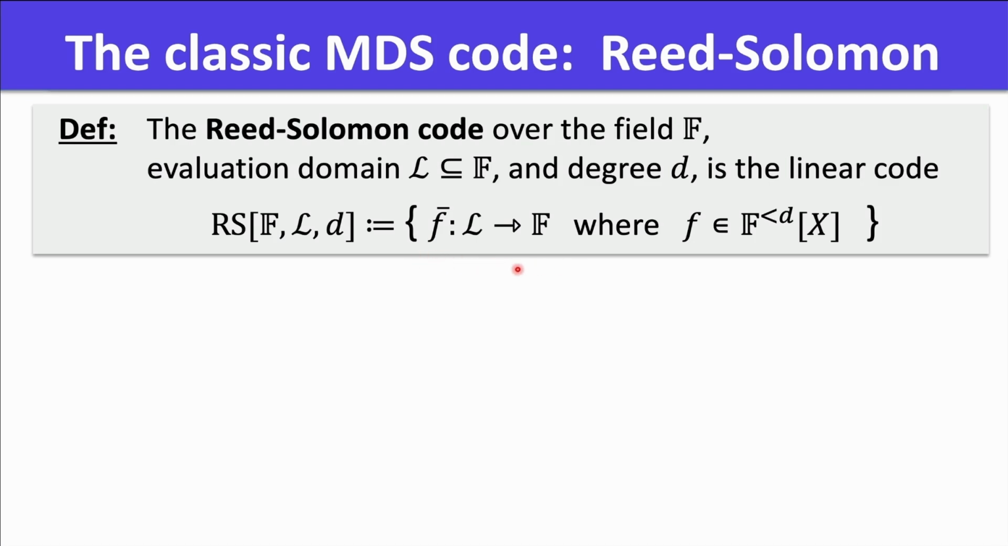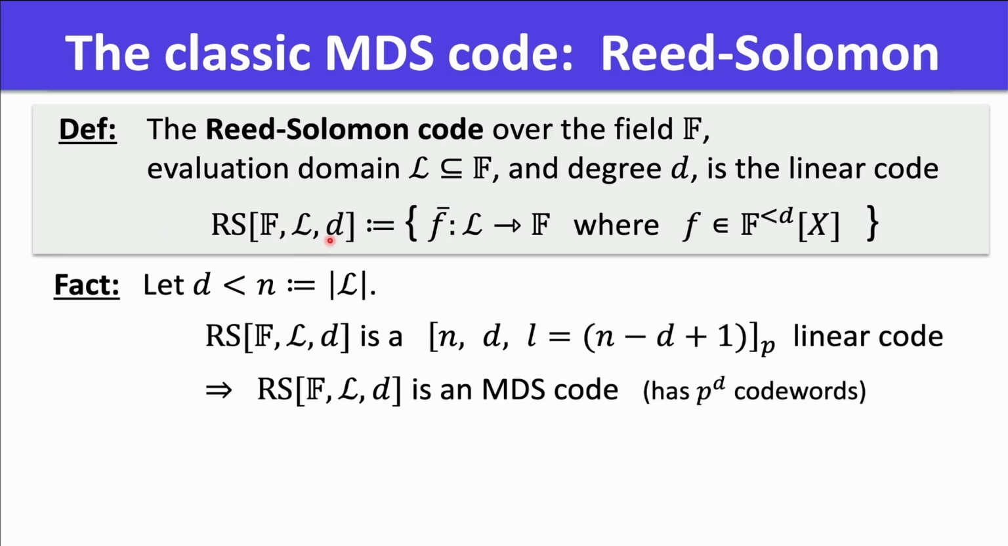I like to think of the codewords in the Reed-Solomon code as functions, but you can also think of them as vectors, where we evaluate the function f at all the points of the domain. So we get a vector of length n, where n is the size of the domain. The degree bound is always going to be less than the size of the domain, n. As a result, a Reed-Solomon code is an [n, d, l] linear code where l is n minus d plus 1. This follows from the fact that a non-zero polynomial of degree at most d minus 1 can have at most d minus 1 roots, and that means the minimum weight of the code is n minus d plus 1.